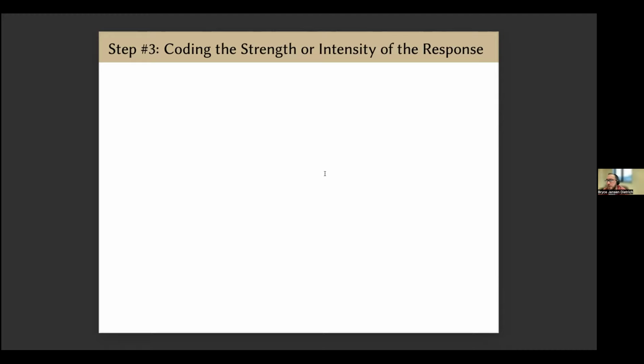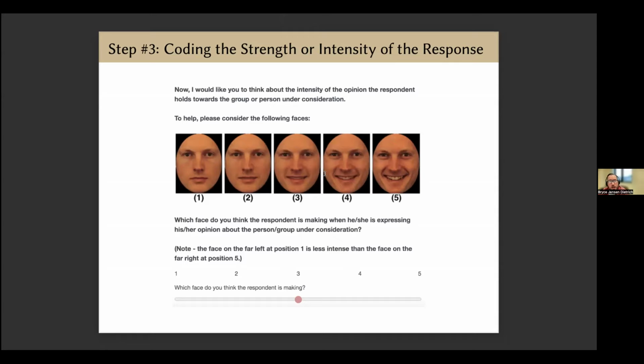And so then I thought, well, a better way to assess emotional engagement is to think specifically in terms of the nonverbal behavior of the speaker. And so consequently, we developed this scale, which is please consider the following faces. So this would be the positive scale. Which face do you think the respondent is making when he or she is expressing his or her opinion about the person or group under consideration, with one being least emotionally engaged and five being the most emotionally engaged?